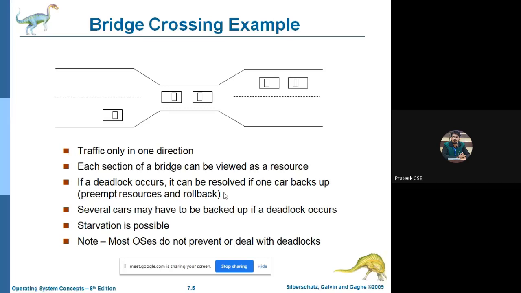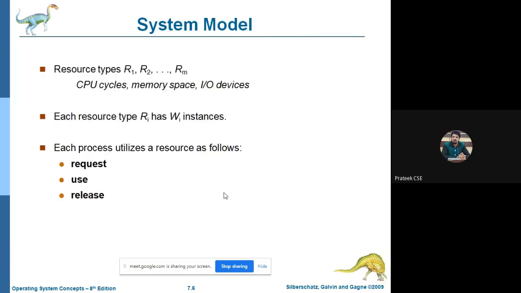So here the vehicles or the cars are the processes, and this bridge or the single lane road is a resource. So we are having only one resource, and both want to access that resource, but none of them would be able to access. Nobody wants to go backward, so there will be a deadlock situation.